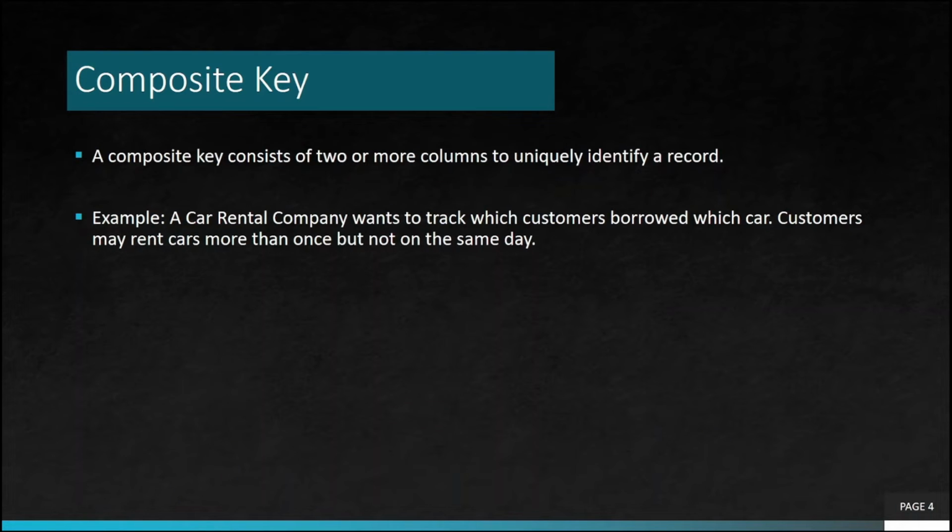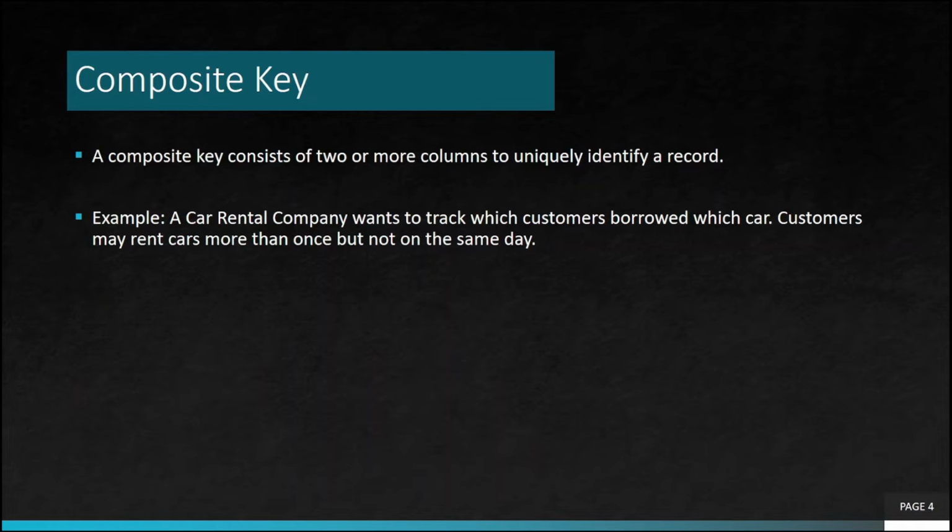You also have the composite key. As the name suggests, it is one or more keys that come together to uniquely identify a record in the database. To see how this works, we're going to be taking a look at an example using a car rental company, right? The car rental company wants to track which customers borrowed which car. Now, customers may rent cars more than once, but not on the same day.